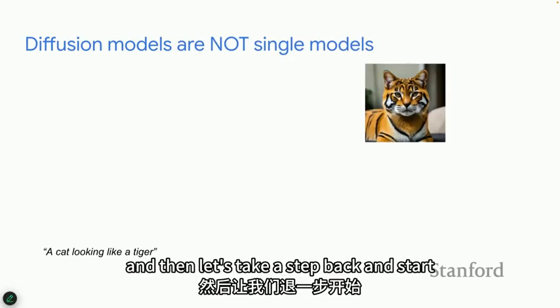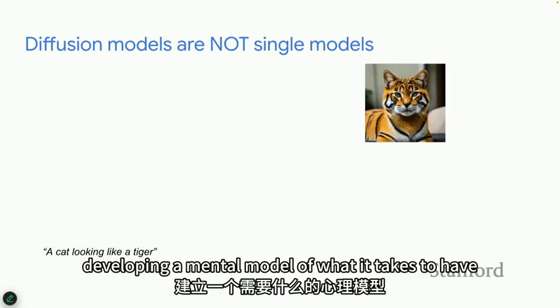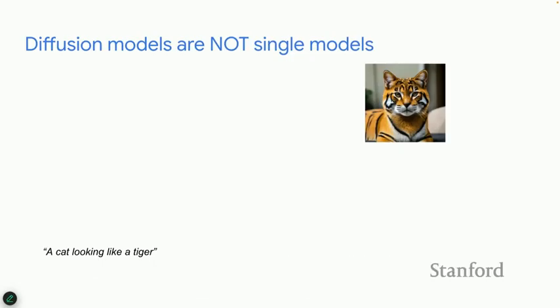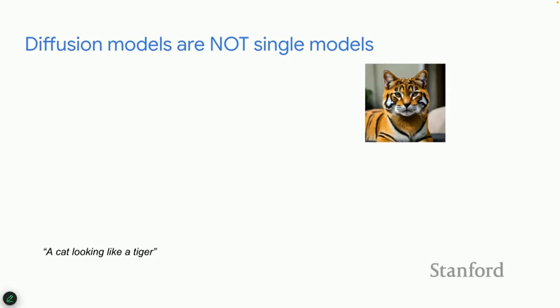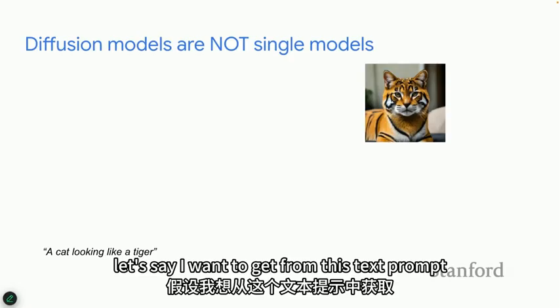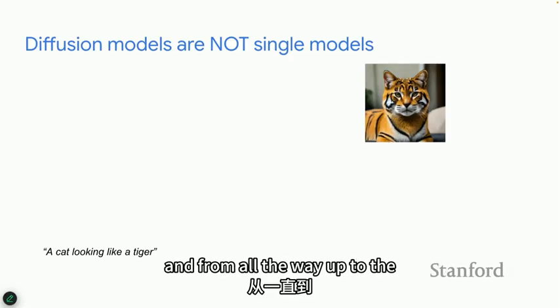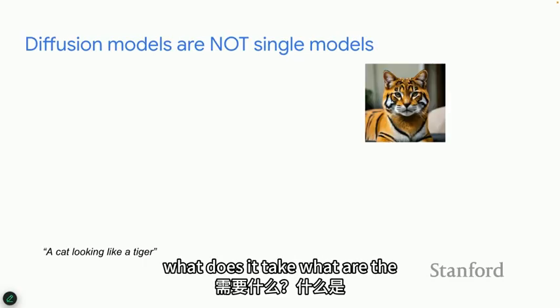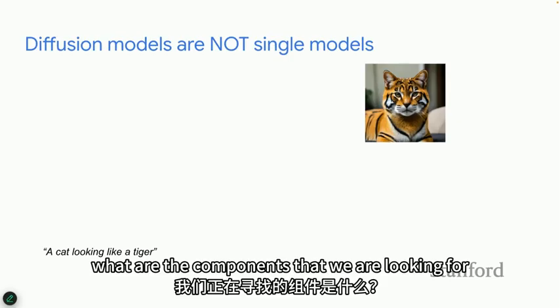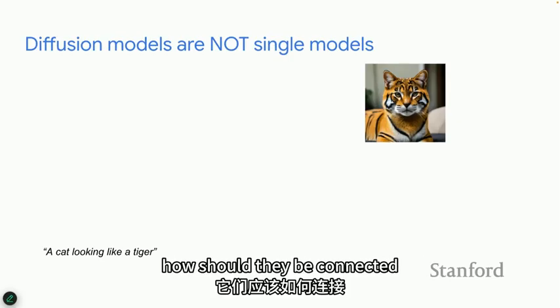Let's take a step back and start developing a mental model of what it takes to have a fairly state-of-the-art text-to-image model. Let's say I want to get from this text prompt, a cat looking like a tiger, all the way up to the image on the top. What does it take? What are the components that we are looking for? How should they be connected?